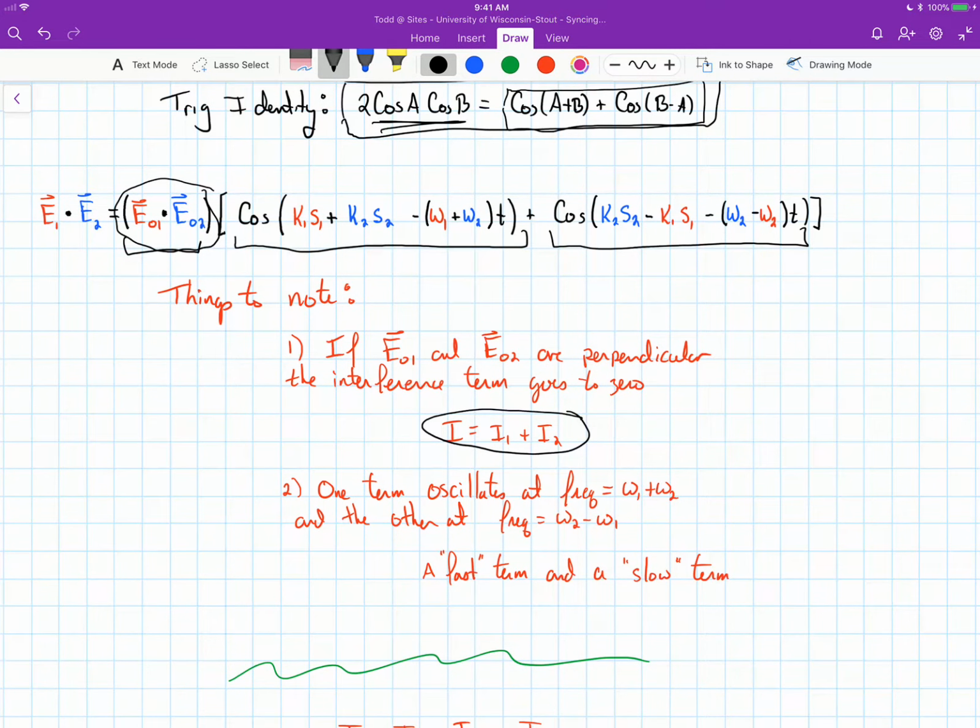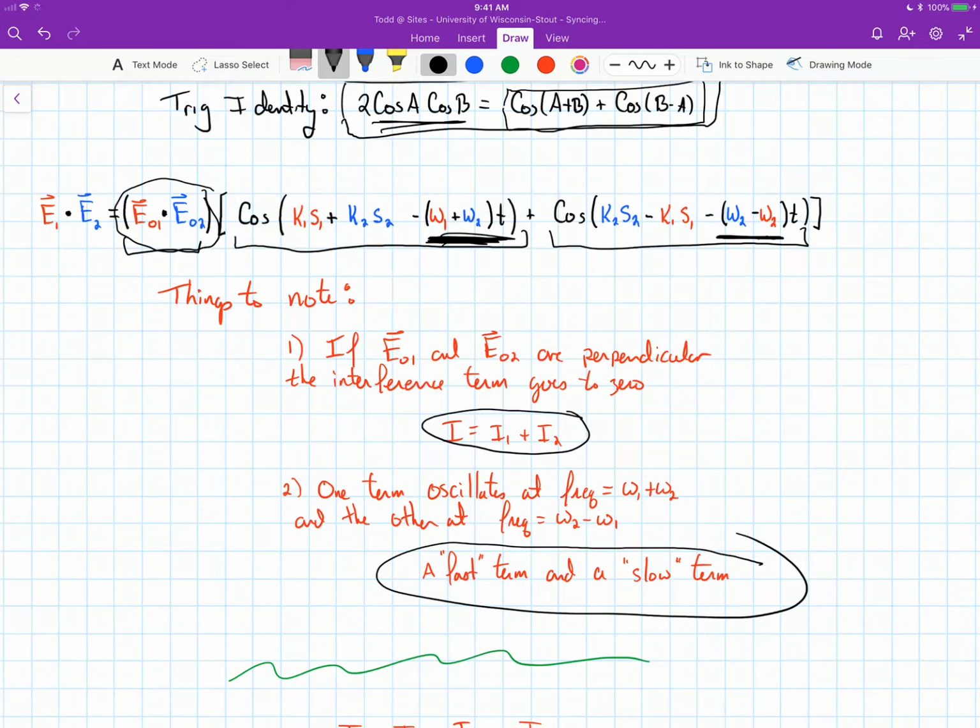The other thing to notice is that we actually have two terms here. The first term is going to be oscillating fairly quickly. That's oscillating at the sum of the two frequencies, whereas this term right here is oscillating at a much slower frequency, the difference between the two. So we can think of this as being divided up into a fast term and then a slower term. In the next video, we'll go ahead and take a look at this in a little bit more depth.